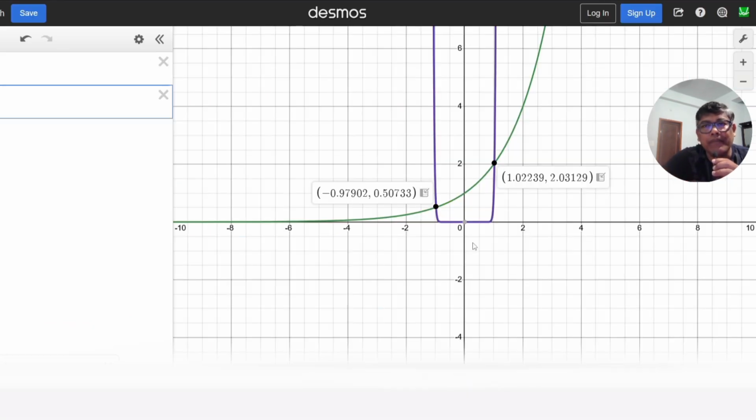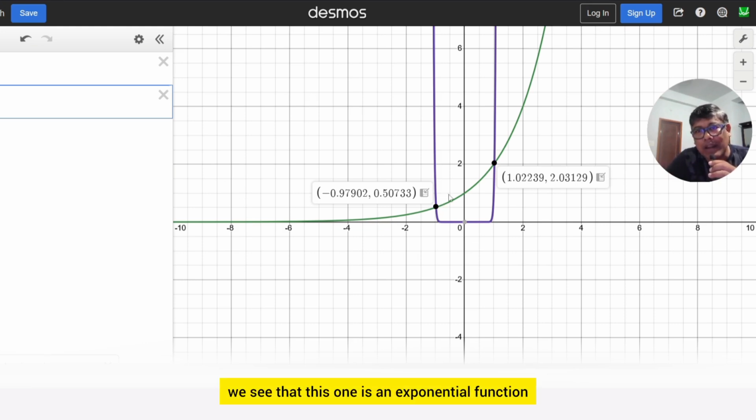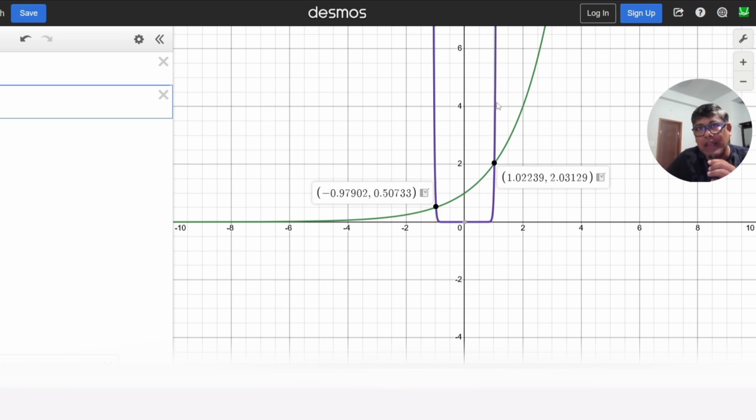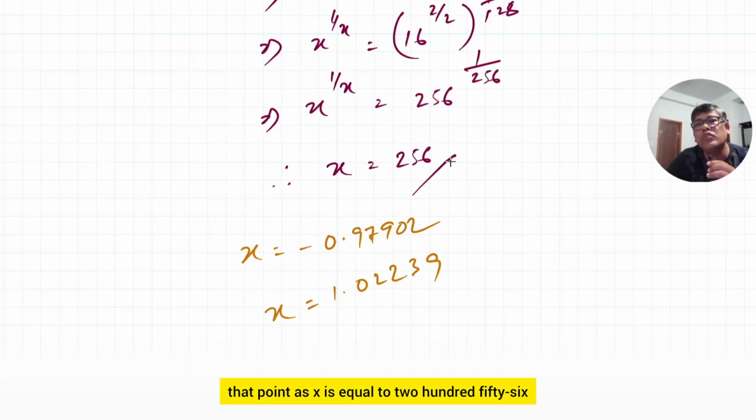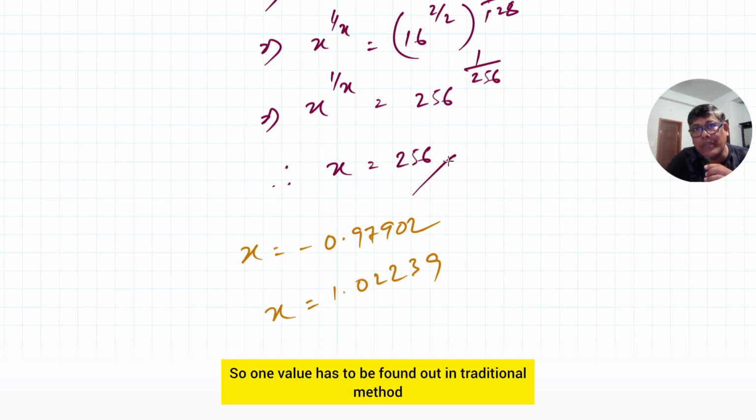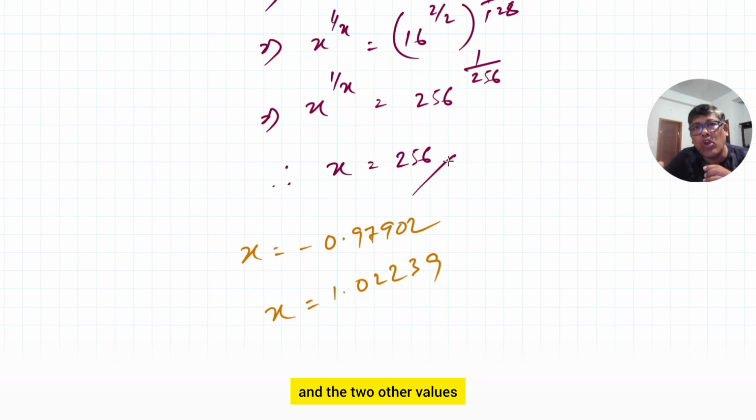If you look carefully, this one is an exponential function and this one is a polynomial function. Eventually, this exponential function will definitely meet this polynomial function. And the point at which this intersection occurs is where x is equal to 256, but it is beyond the scope of Desmos to show that intersecting point. So, one value has to be found using the traditional method.